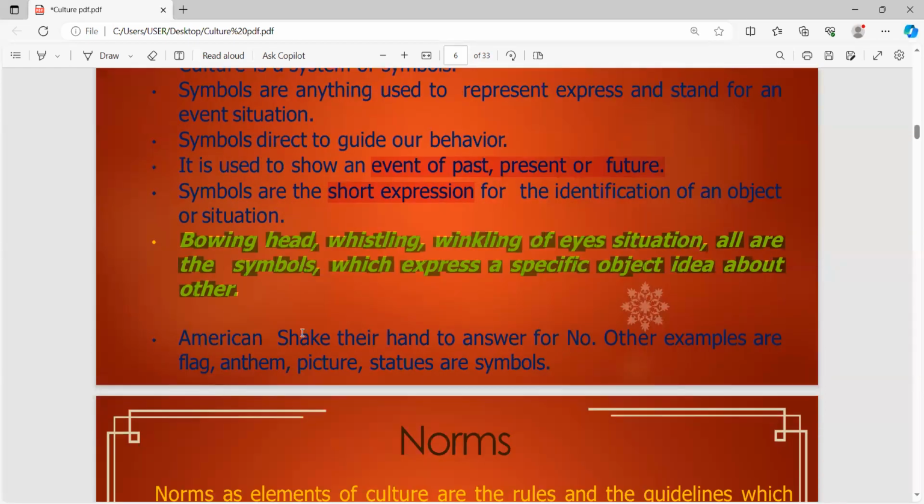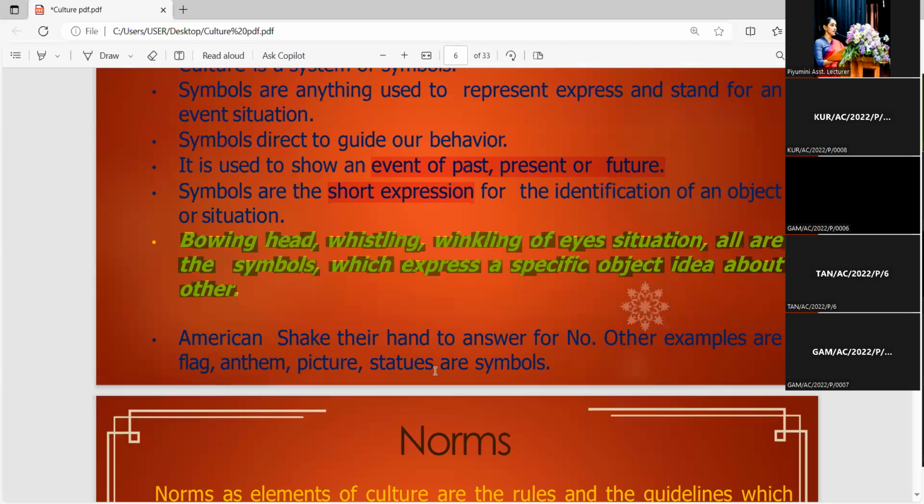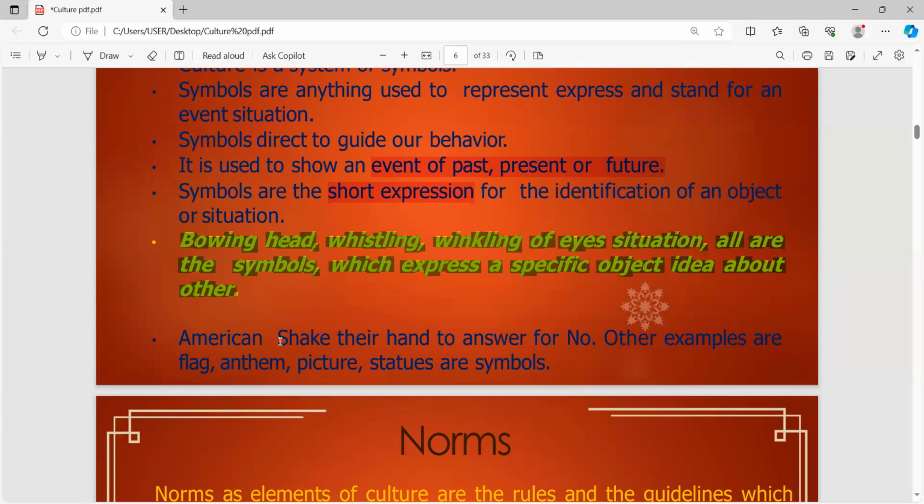Also, another example is that Americans shake hands to greet. A number of other examples are flag, anthem, pictures, and states, which are also symbols. Right? Actually, shaking hands, bowing heads, whistling, winking eyes, those are behavioral symbols, or we call them action symbols. But other than the action symbols, there are a lot of symbols like flags, colorful symbols. Different pictures, sometimes they use as symbols to acknowledge this is our culture.